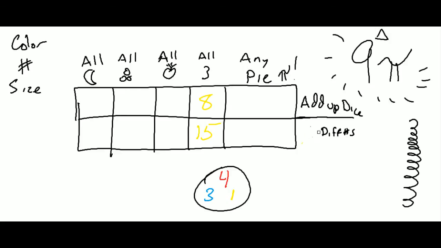So maybe it's either add up the dice or a straight 15. But they have to be all different.